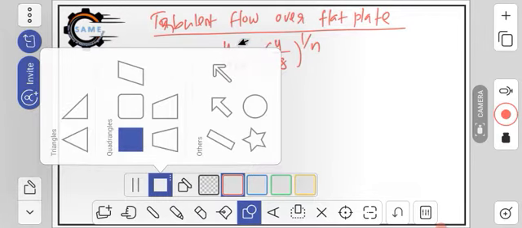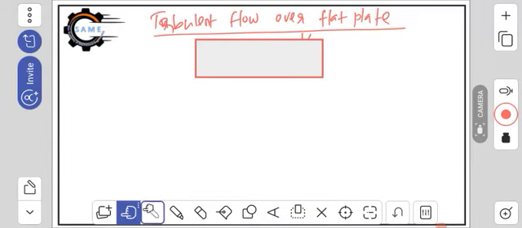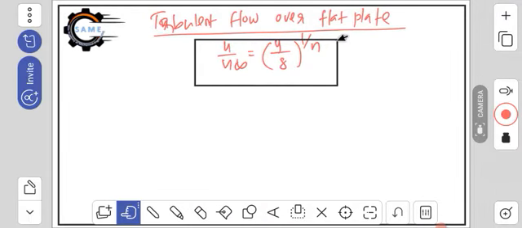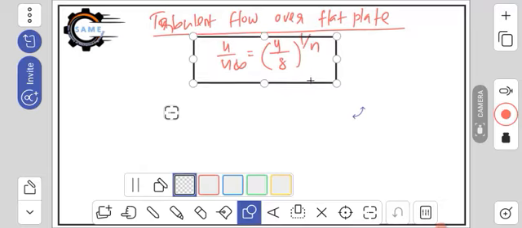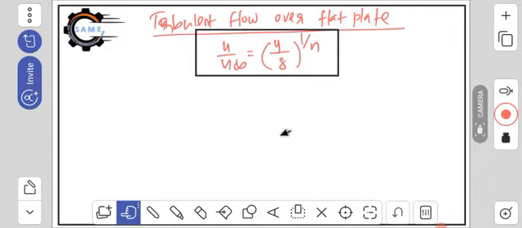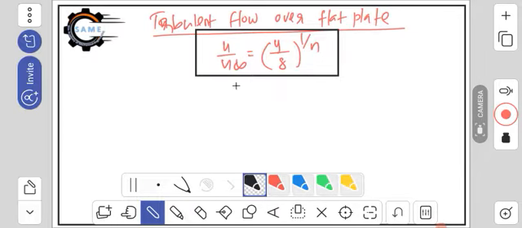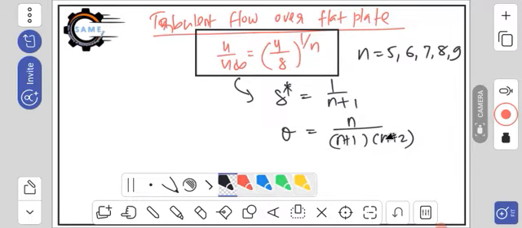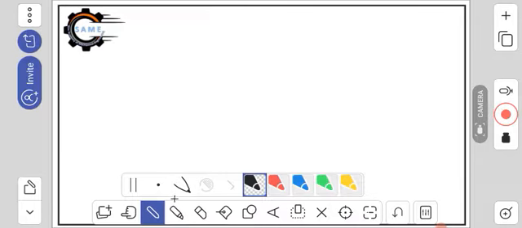Can you remember this? This you have to remember in case of turbulent flow, where delta star, the displacement thickness, is equal to delta times 1/(n+1). The value of n varies from 5, 6, 7, 8 up to 9, and the momentum thickness theta is delta times n/((n+1)(n+2)). Just remember this, because sometimes the question is asked in GATE.